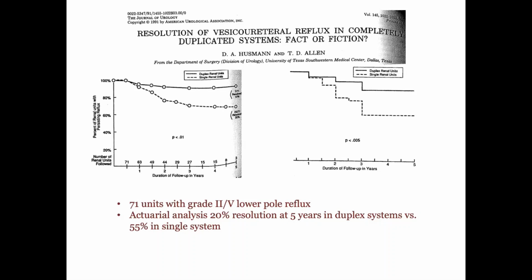And actuarially, they figured out if they had actually been able to follow them all 5 years. You can see on the Kaplan-Meier, only 3 patients they followed 5 years there, that 20% of duplex system would resolve at 5 years and 55% of single system would resolve at 5 years.